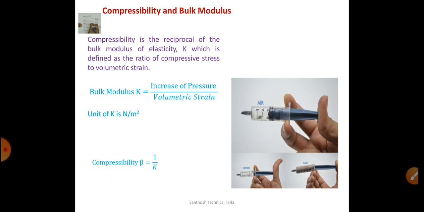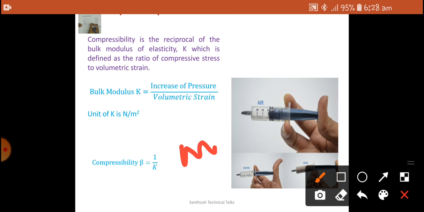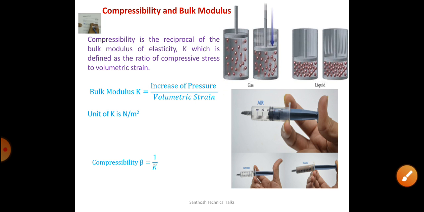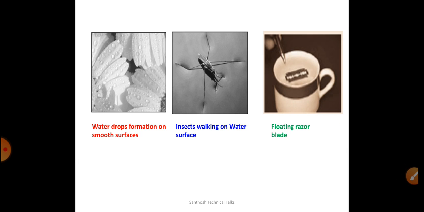The unit of bulk modulus is Newton per meter square, whereas compressibility is the inverse of K. The unit of compressibility is meter square per Newton. So that is the difference. Here in the picture, gas we can easily compress, whereas liquid we cannot compress.